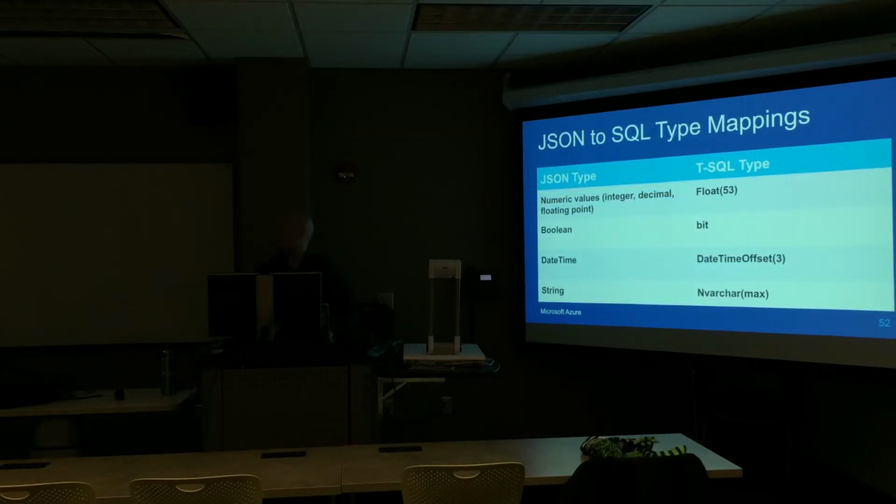This is the JSON to SQL type mapping. So when we pass data in, the mobile service will inspect the data as JSON type and then create the corresponding T-SQL type in our database when we save it.